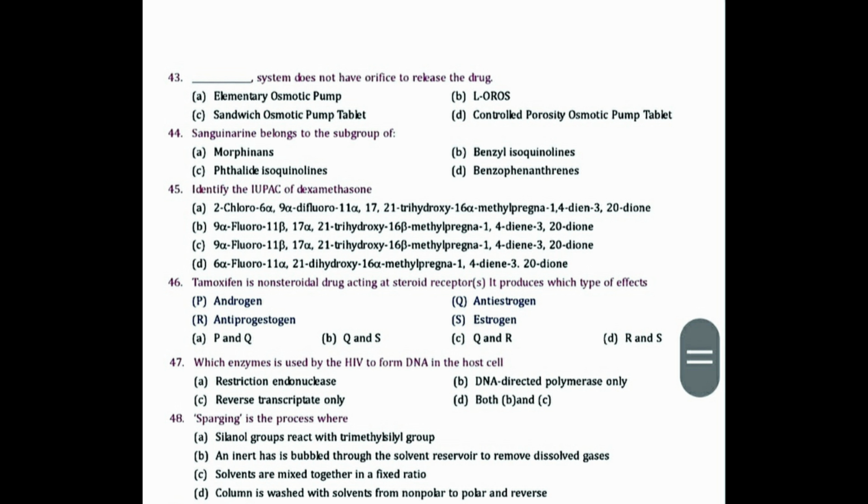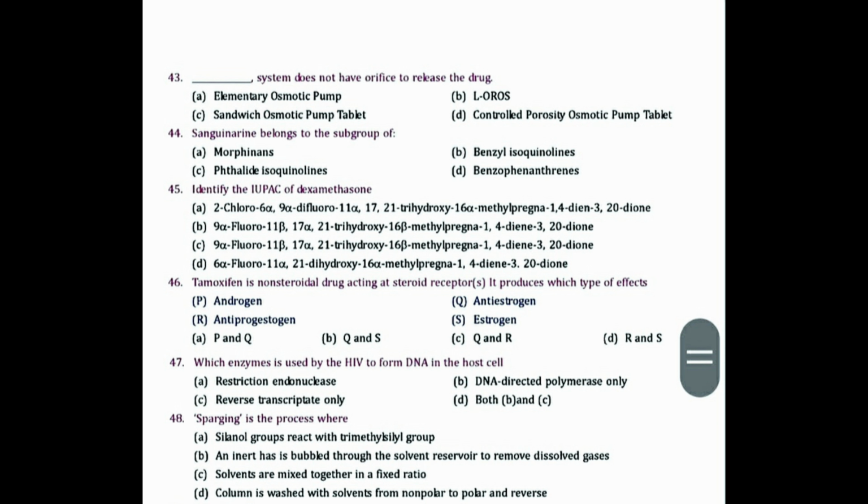Question number 45. Identify the IUPAC name of dexamethasone. Option A: 2-chloro-6-alpha, 9-alpha-difluoro-11-alpha, 17, 21-trihydroxy-16-alpha-methylpregna-1,4-diene-3,20-dione. B: 9-alpha-fluoro-11-beta, 17-alpha, 21-trihydroxy-16-beta-methylpregna-1,4-diene-3,20-dione. Same for C option also.